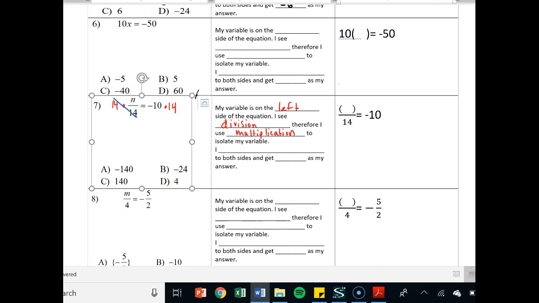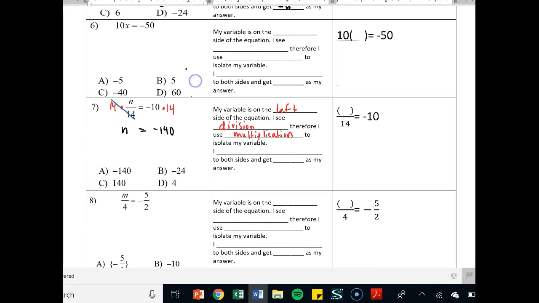n is equal to negative 140, because that was a DSN. So A is my answer. And I multiplied by 14 to get negative 140 as my answer. Watch out for the signs, those are important. So I plug negative 140 back into my equation, divide that by 14, and I get negative 10 equals negative 10.